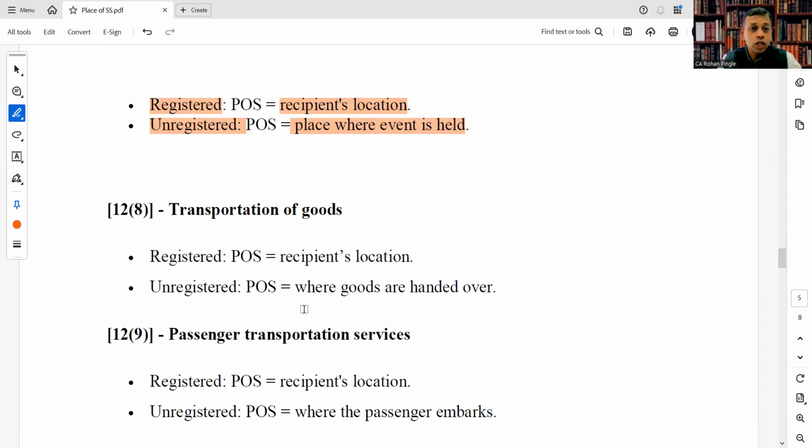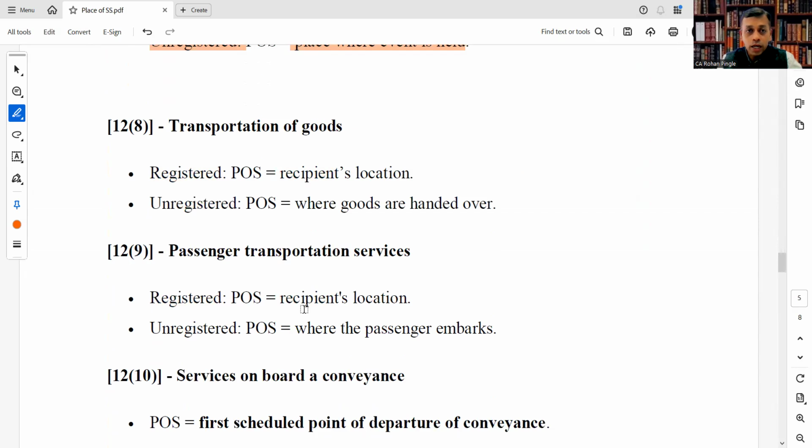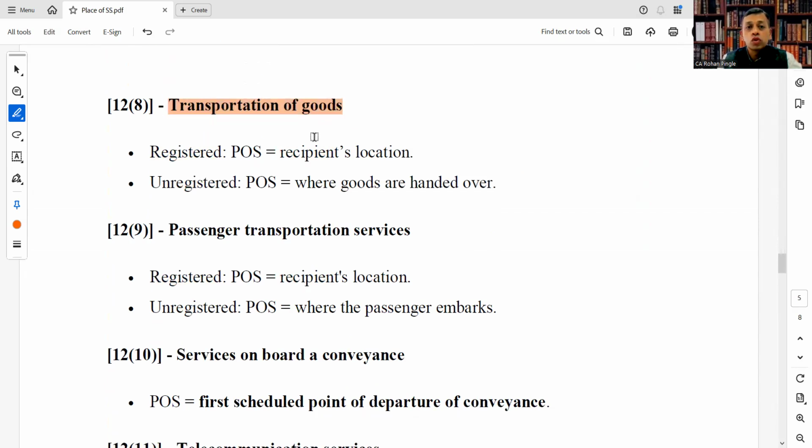Move on to subsection 8 of section 12. Transportation of goods. The service is about transportation of goods. Again, two scenarios. Registered recipient, the place of supply would be the recipient's location. In case of unregistered, the place of supply would be where goods are handed over. Okay, where goods are handed over. It means goods transported from city A to city B, and the goods are handed over in city B.